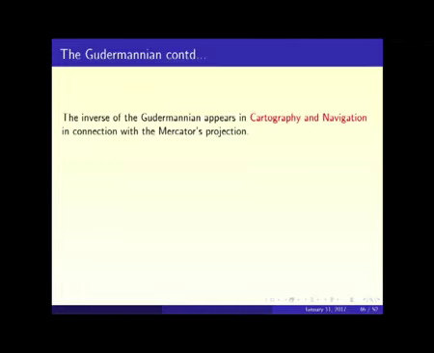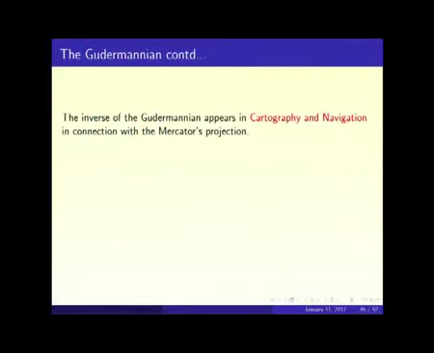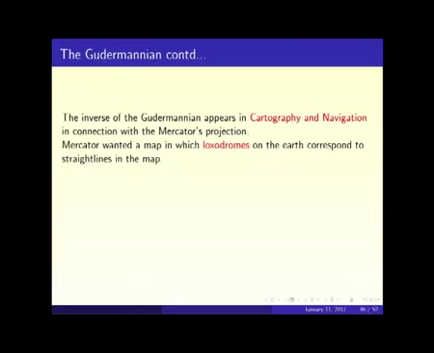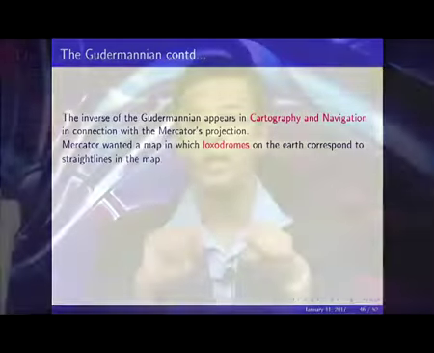Remember that we already encountered cartography when we discussed orthogonal trajectories. And again cartography comes in, in connection with Mercator's projection. What Mercator was trying to construct was a map in which the loxodromes on the sphere are mapped as straight lines on your plane map.